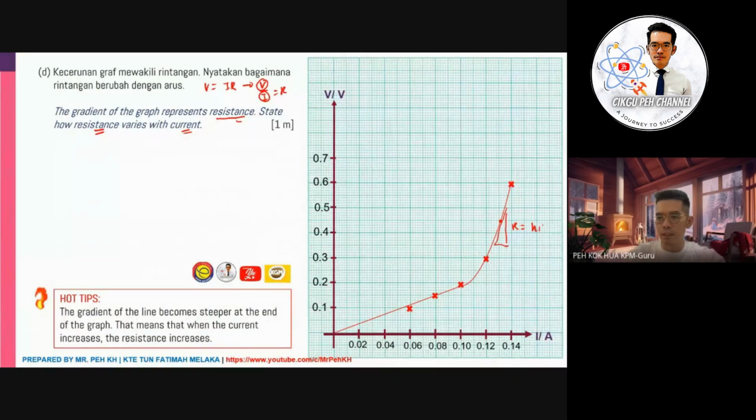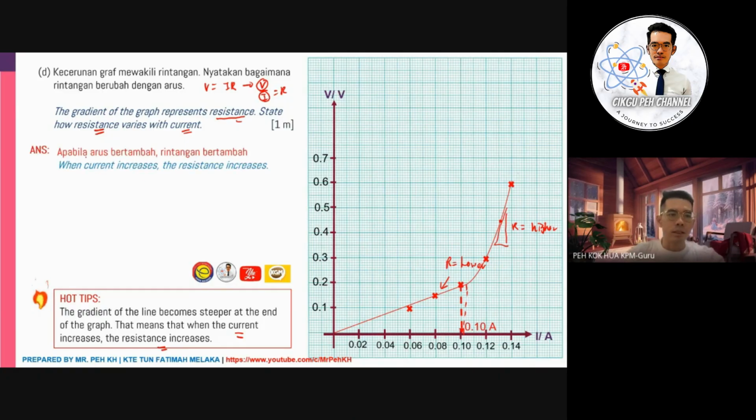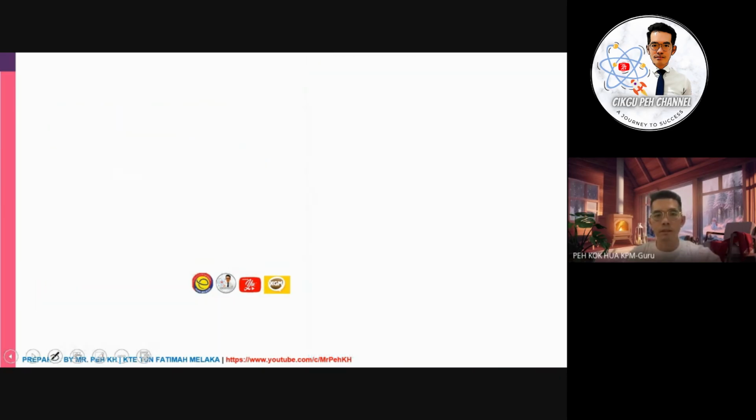R, this one is higher compared to the R at the beginning, which is lower with lower temperature. So that means that when current increases, the resistance will increase. So the answer here will be: when current increases, the resistance increases. So this is the relationship between current and the resistance.